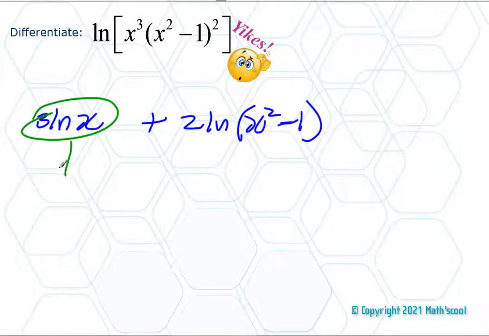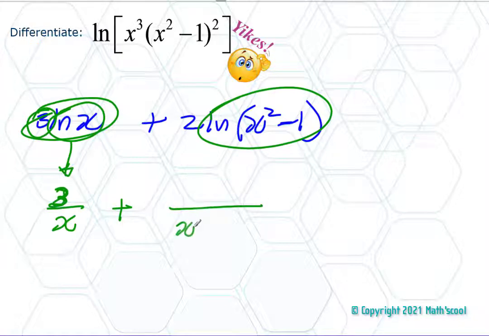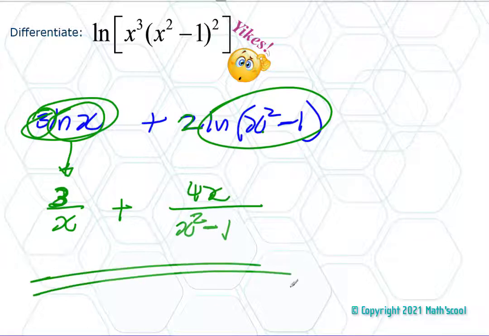When I differentiate this one, you're differentiating ln x, it gives you 1 over x, but you've got a 3 in front of it, so it gives you 3 over x. Plus, differentiating this, it gives you 1 over x squared minus 1 times the differential of the brackets, which is 2x, but then there's a 2 here, so 4x.